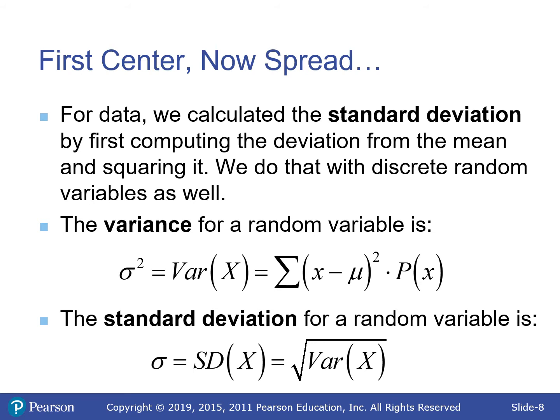The first thing we do is calculate the variance. Now the variance, we're going to go x minus the mean squared times the probability.